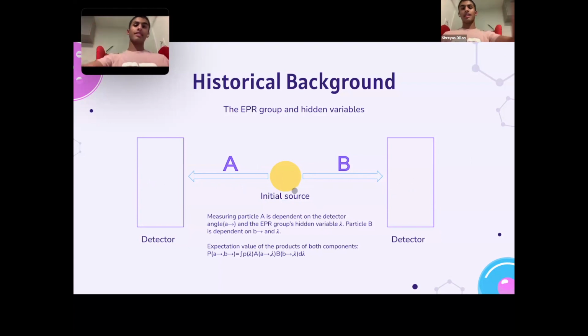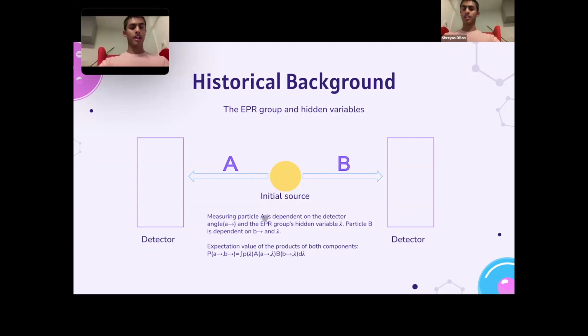And what they said, some prerequisites before saying this, is that measuring particle A, the one to the left, is dependent on the detector angle. This is basically just saying that these detectors could be put at different angles before conducting the experiment, and these different angles affected how many times they were actually measured. So measuring particle A is dependent on the detector angle A. These arrows, there's a lot of them here, are vectors, because think of it like this: say the angle is here, then the vector is just going to be there.